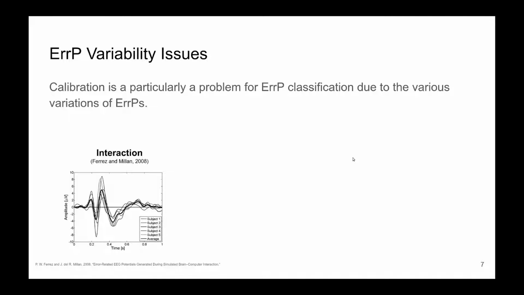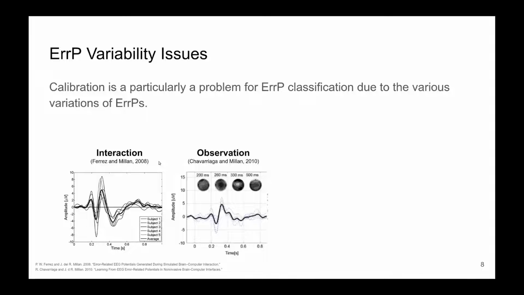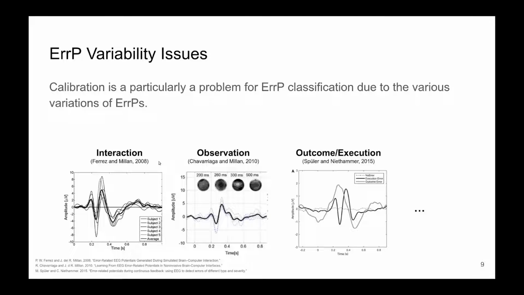One of the first named variations that's important to our work here is the interaction error-related potential, and this is elicited when an action into an interface is erroneous. So we input some action, and the interface executes some action that we didn't input. Another famous error-related potential variation here is observation, and this is an error-related potential that's elicited when we observe an erroneous action. So very general here. And then there are some other notable ones like outcome and execution.